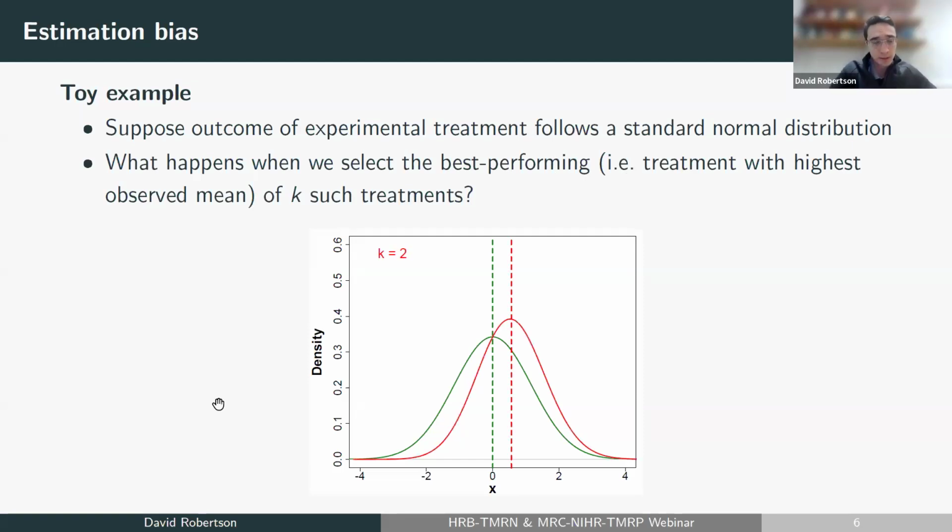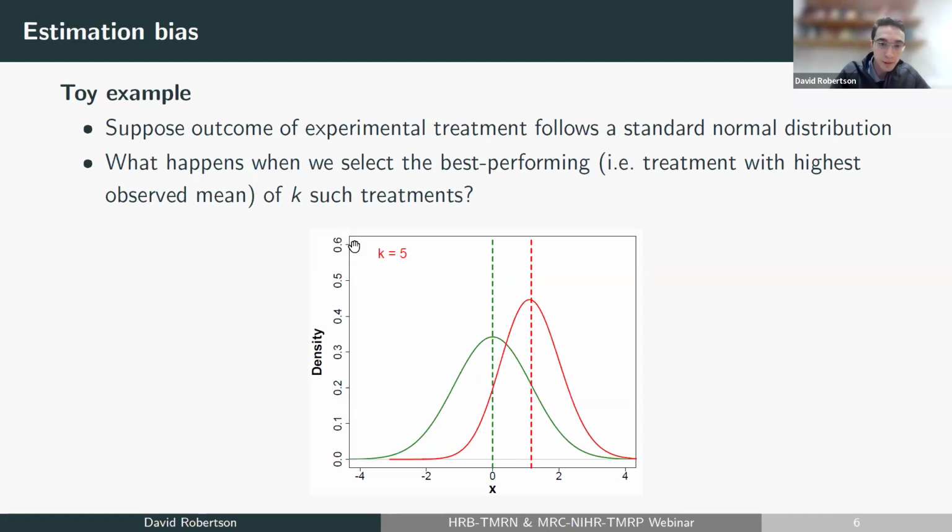And as soon as we start selecting the best performing treatment out of 2 treatments, then we see that the density of our selected treatment mean is already shifted to the right. So in particular, the mean is now no longer 0. It's shifted to about 0.5, 0.6.